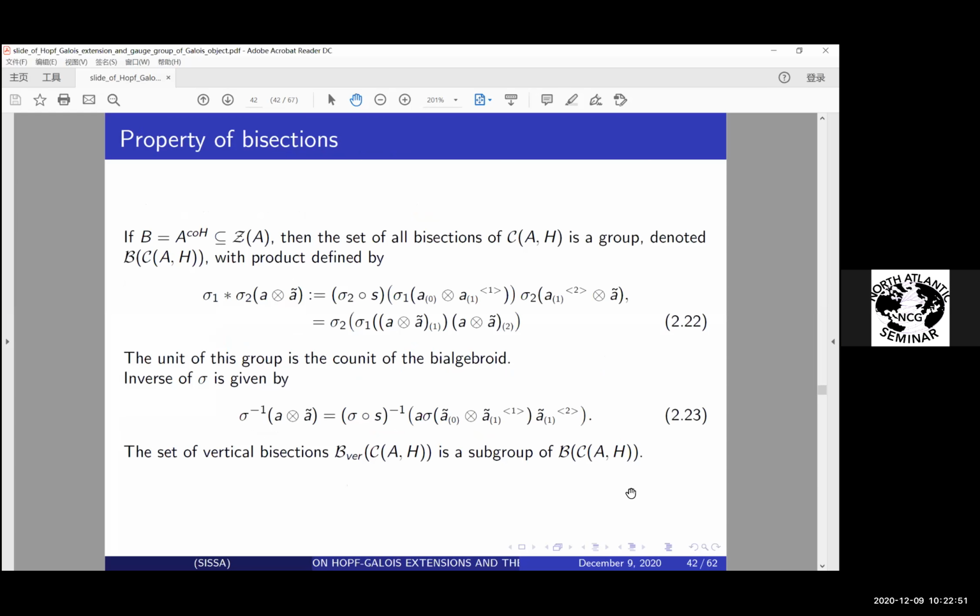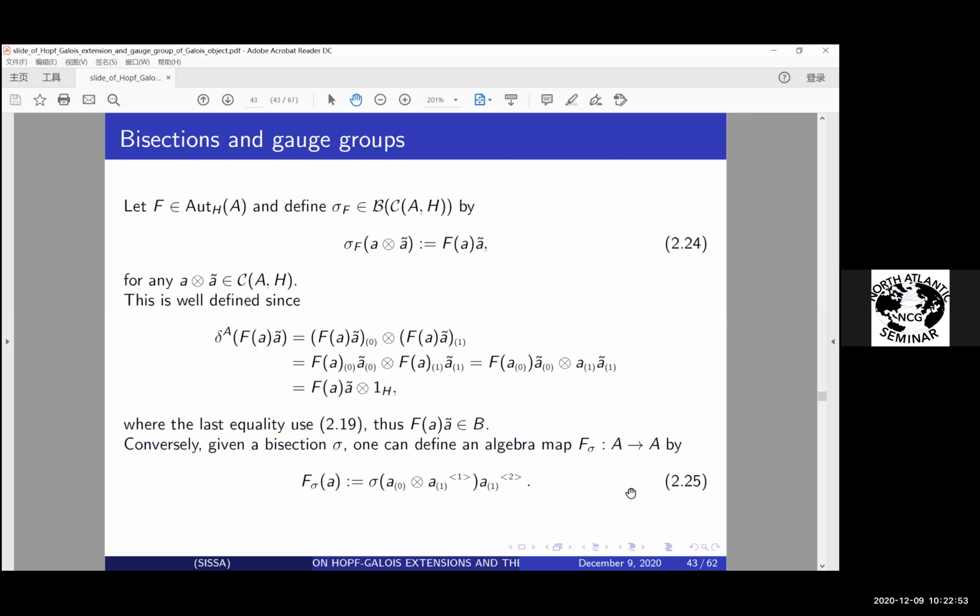Could you show this calculation on screen of what you just said? Yeah, I mean here I'm just recalling some classical facts. So there is a classical correspondence between the bisection and the gauge group, and now I'm going to explain how they are related in the quantum case. But now I'm just starting.